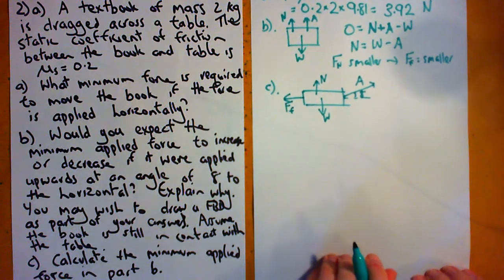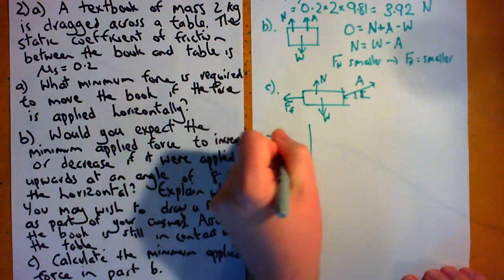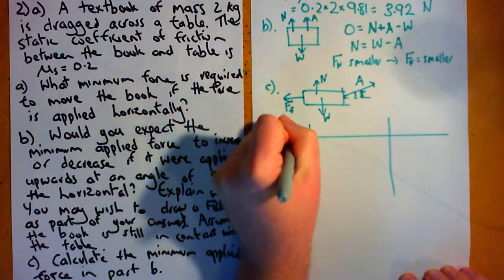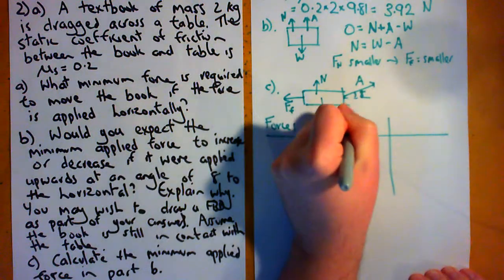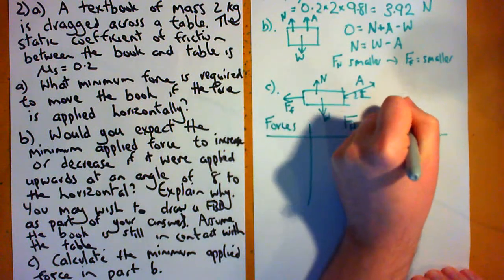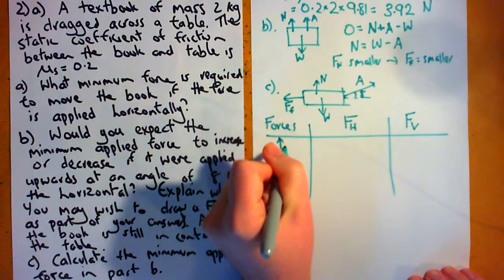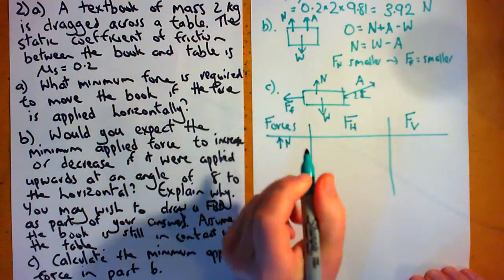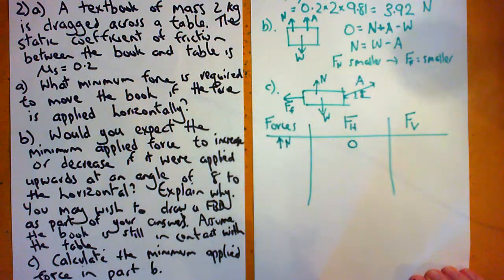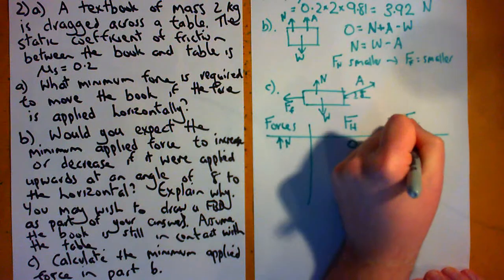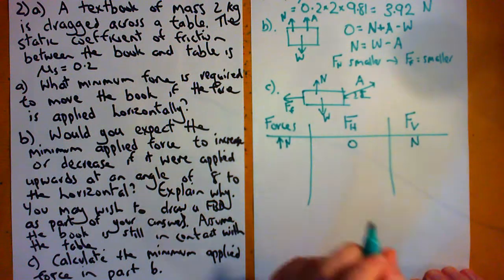Okay, so let's draw up our force table. This is like what we were doing in the vector section. We've got forces, we've got a horizontal component, and we've got a vertical component. Let's start with the normal force, and the horizontal component is 0 because this is exactly upwards. We know that it's upwards, so therefore the vertical component is positive.